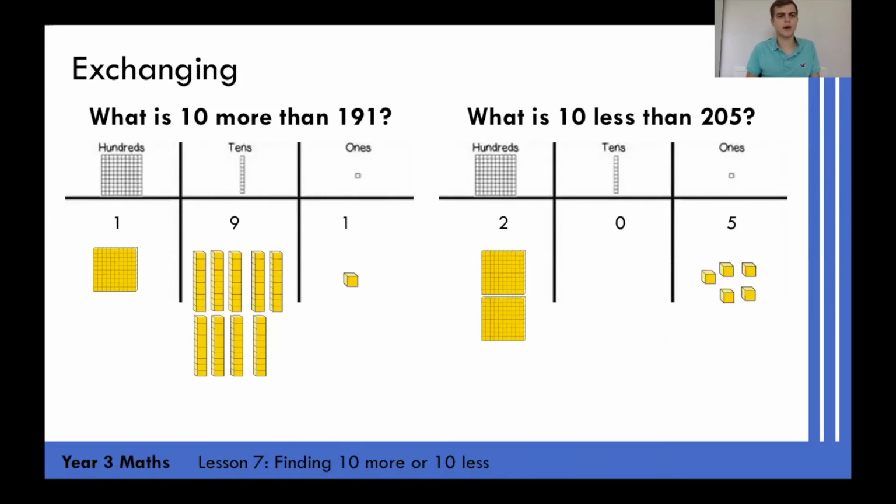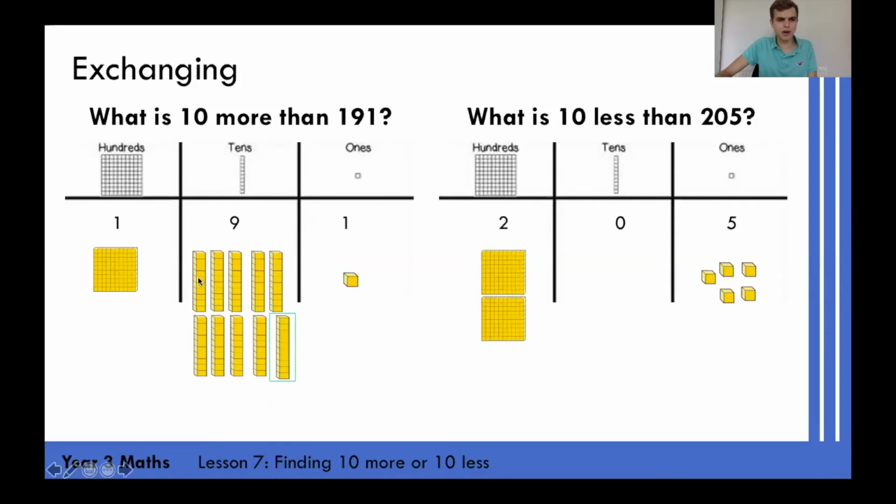So, for example, here, I've got the number 191, and I want to find 10 more than that number. Okay, so I've made the number 191 here. I've got 100, 9 tens, and 1 one. Okay, I want to find 10 more. 10 more means adding, doesn't it? So I'm going to add 1 ten to my tens column. Here we go. Can you see? There we go. I did 1 ten because I'm finding 10 more.